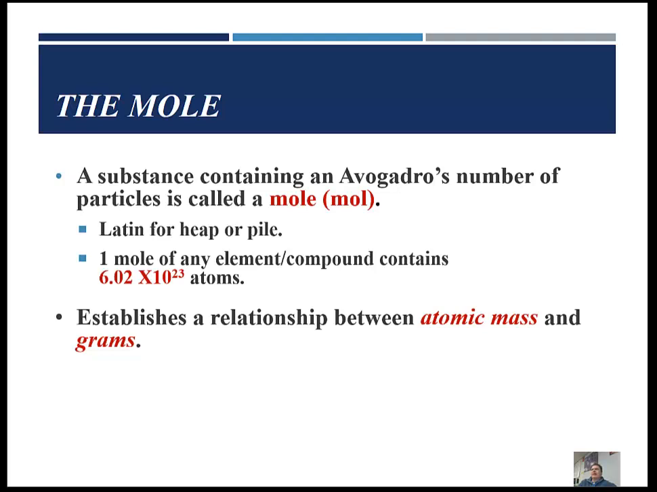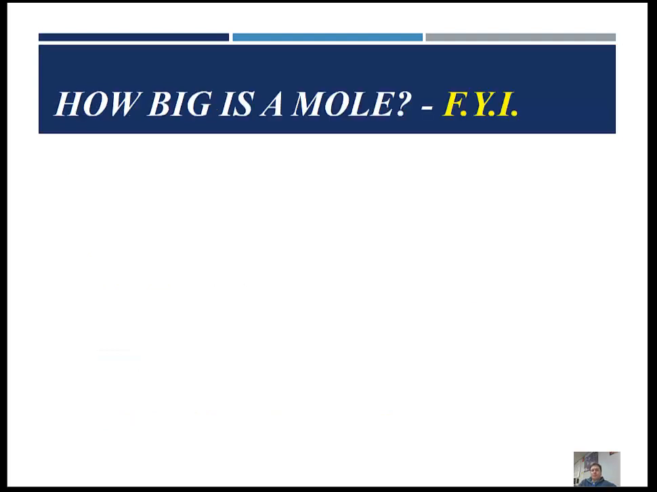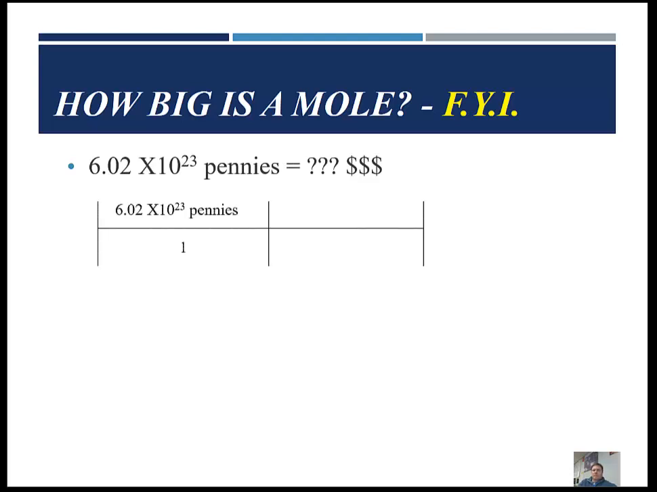So we can get out of the AMU and start measuring things in grams and be able to tell how many particles we have. We can also use it to convert between things like number of particles and number of moles. So there's a lot of stuff. Just to give you a little FYI concept of how big this number is, if we had a mole worth of pennies, we can do what's called dimensional analysis, which we already talked about here, and figure that in.